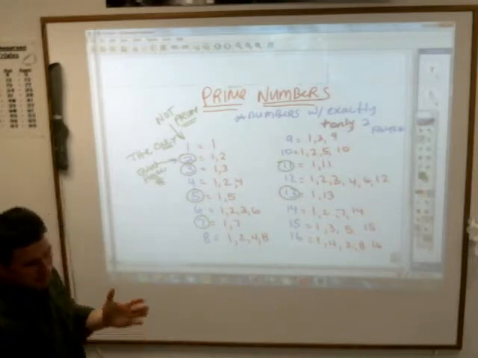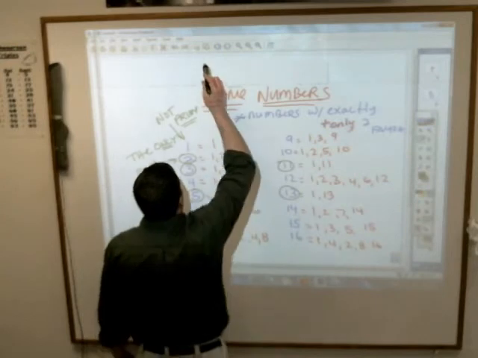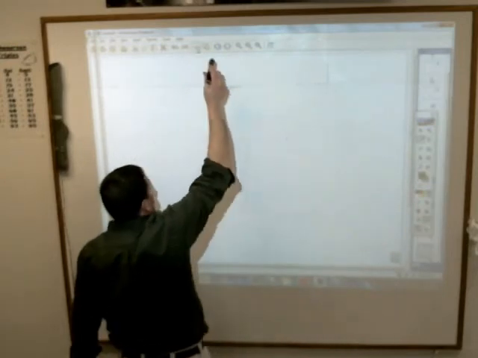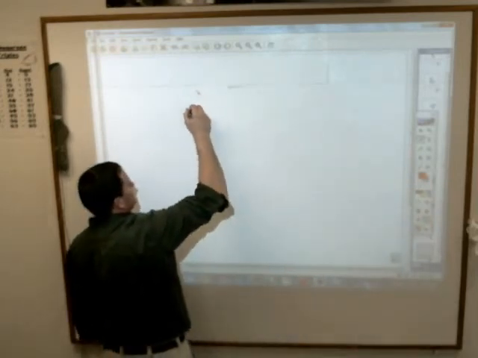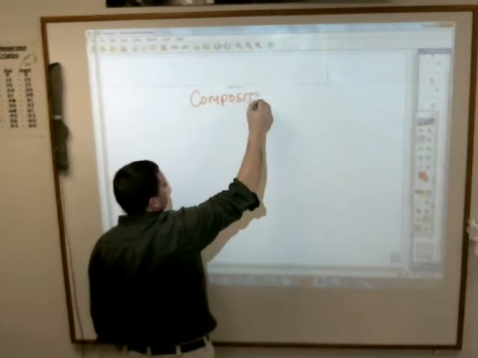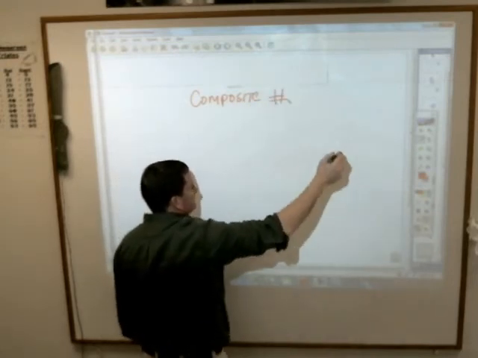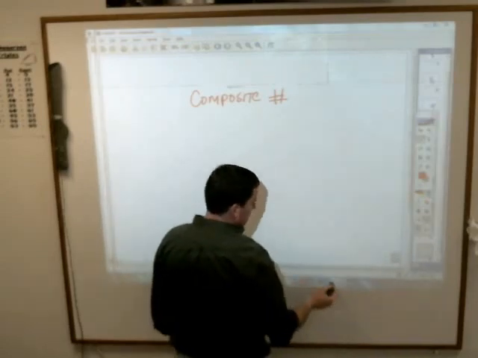Now, with that being said, I need you to take out another blank piece of paper. I would put it in the same piece, but you would never know to look there for it, so that's why we have to have a new one. And that is this: a composite number. And I suppose I should do this.